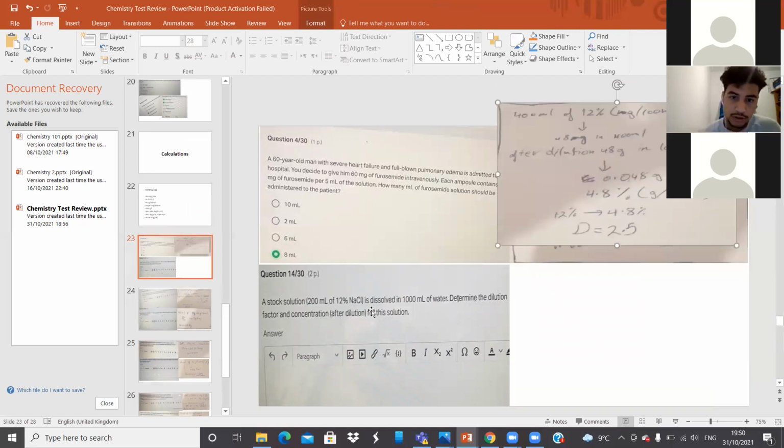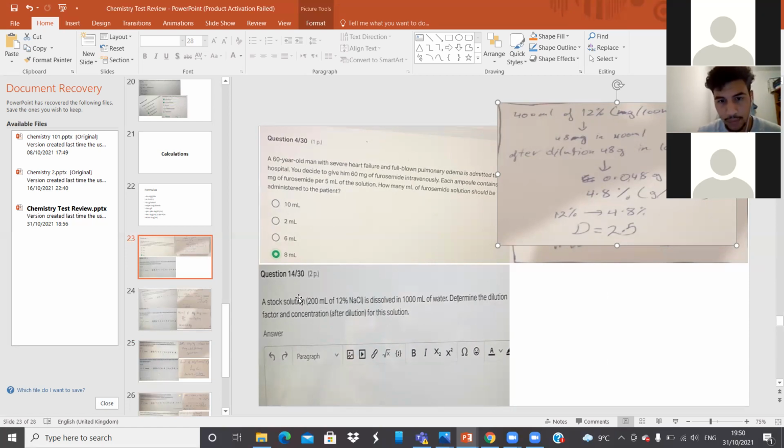What we can do is, you have 12 grams per 100 milliliters, and you have 200 milliliters of that. So how many grams do you have? You multiply by 2, which is 24. So you have 24 grams in 200 milliliters. The number of grams doesn't change because all you're doing is adding water, so the grams of sodium chloride stay the same. So you have 24 grams in 1,000 milliliters.